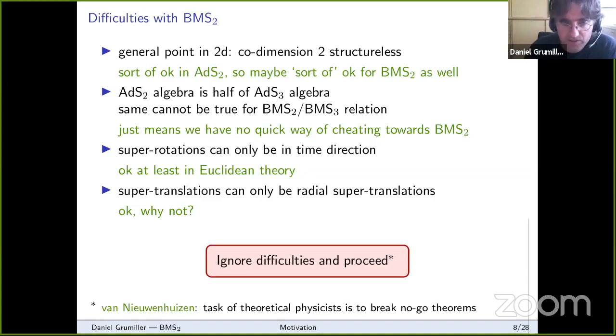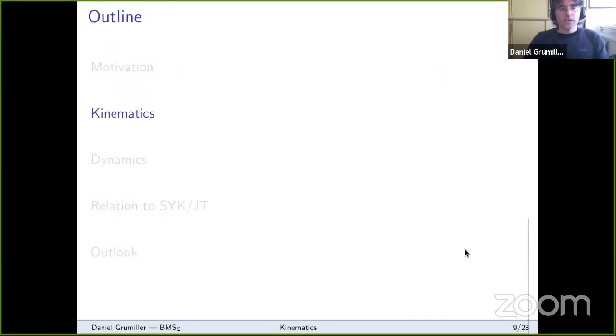So my general attitude is to ignore all these difficulties and, rather than trying to prove some no-go result, just proceed and hope that it works. This is inspired by a comment by Peter van Nieuwenhuizen, who once said that the task of theoretical physicists is to break no-go theorems. Okay, so let's move on to the kinematics.